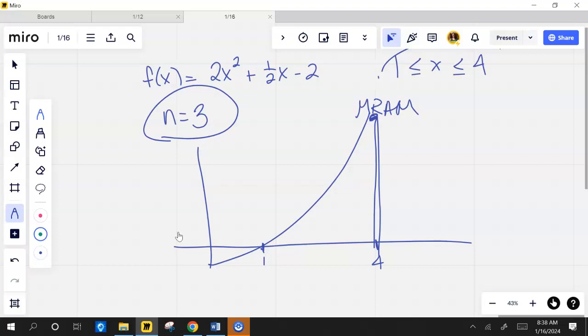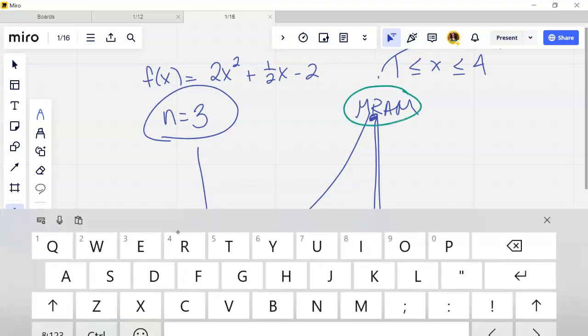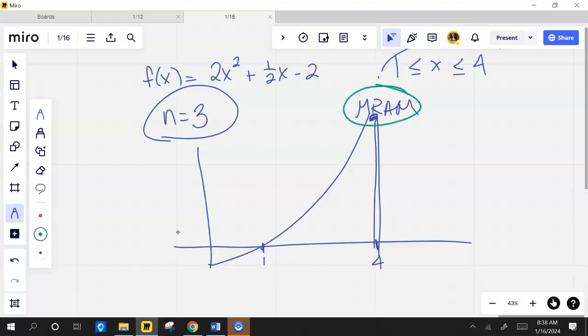Why is the height in the middle? Because it's MRAM. It's only for MRAM. If it was right RAM, then I would start at 2, 3, and 4. If it was left RAM, then I would do 1, 2, and 3 for the height. So it just depends. For this one, they're asking me MRAM, so I'm going to go midpoint between.